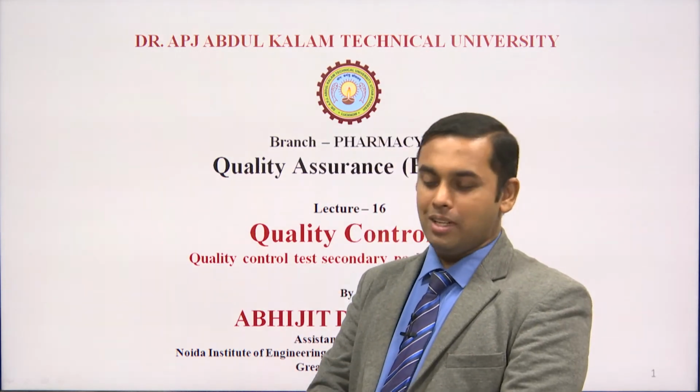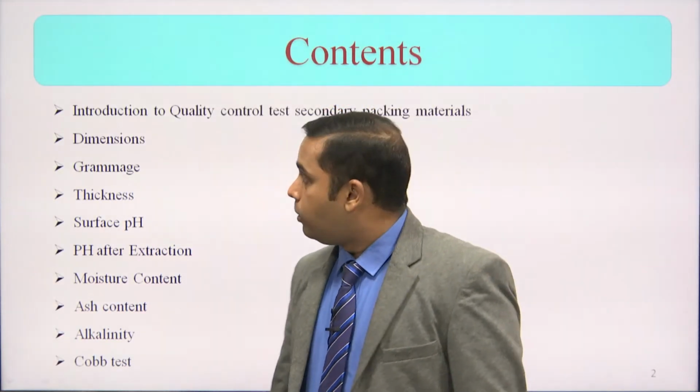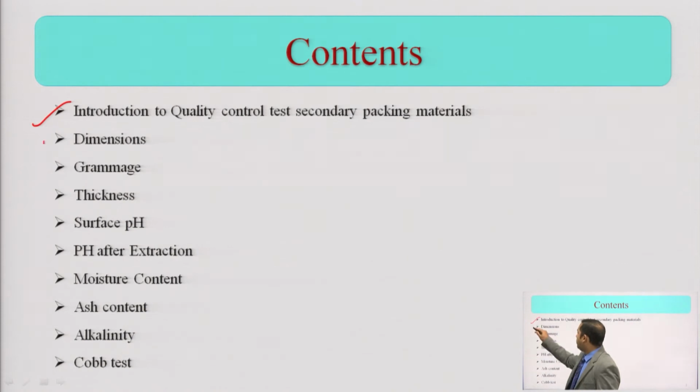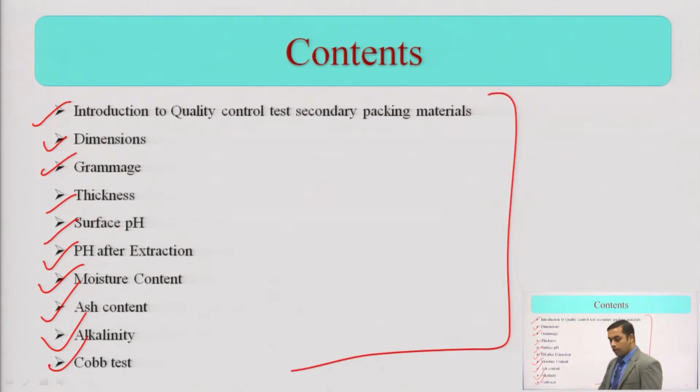Today, we are going to learn more about quality assurance. This is the 16th lecture of this entire series, and we are covering unit 3 of B Pharm 6th semester. Today, I am going to tell you about the various quality control aspects of secondary packaging material: the introduction, the dimension and why it is important, then grammage, thickness, surface pH, pH after extraction, moisture content, ash content, alkalinity and the Cobb test. These are the things we are going to learn today.